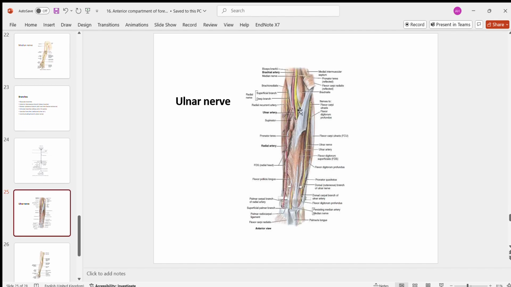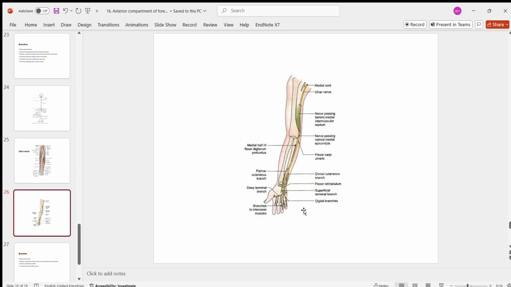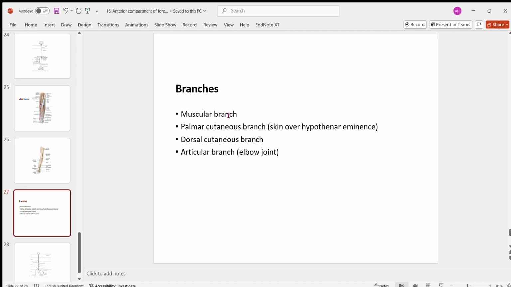Now the ulnar nerve, this is the ulnar nerve arising from the medial cord of brachial plexus, passes behind the medial epicondyle of the humerus, then it goes down and then passes above the flexor retinaculum along with the ulnar artery. It supplies the medial half of flexor digitorum profundus along with flexor carpi ulnaris. The branch is muscular, as I have told you, it supplies only two muscles, the flexor carpi ulnaris and the medial half of flexor digitorum profundus in the forearm.